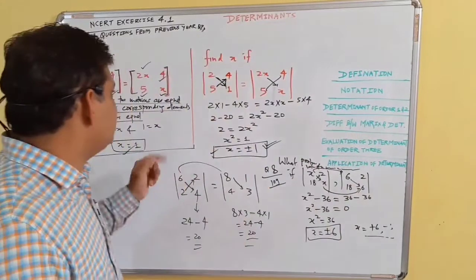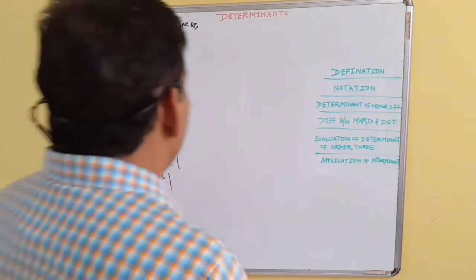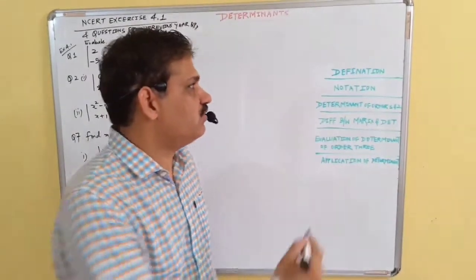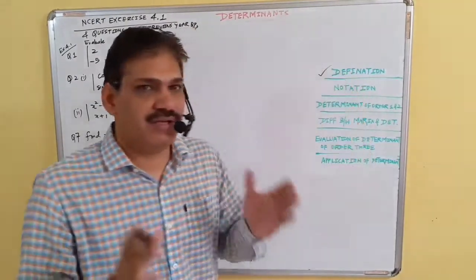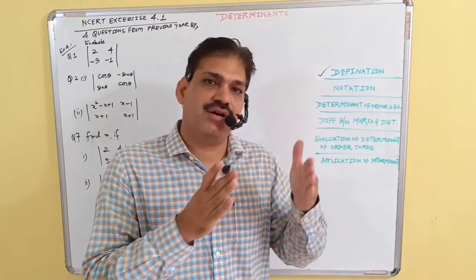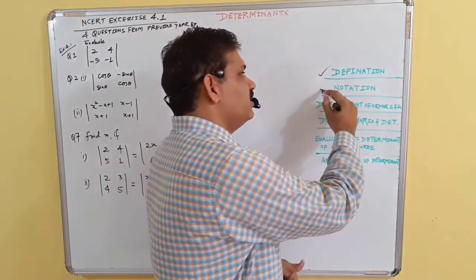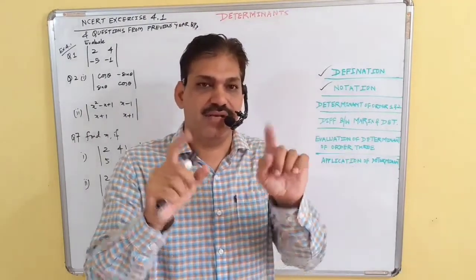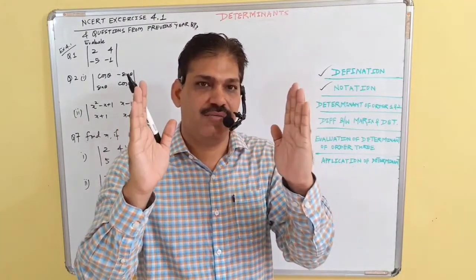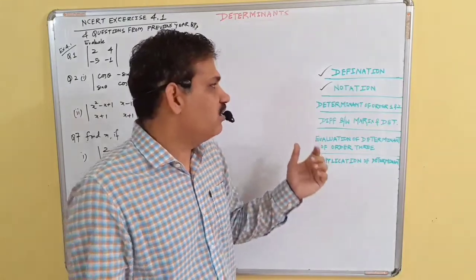Well, we have discussed the definition of determinant. Determinant is a quantity associated to a square matrix. Notation: determinant is written as determinant A, or between the vertical bars determinant of A, or delta.